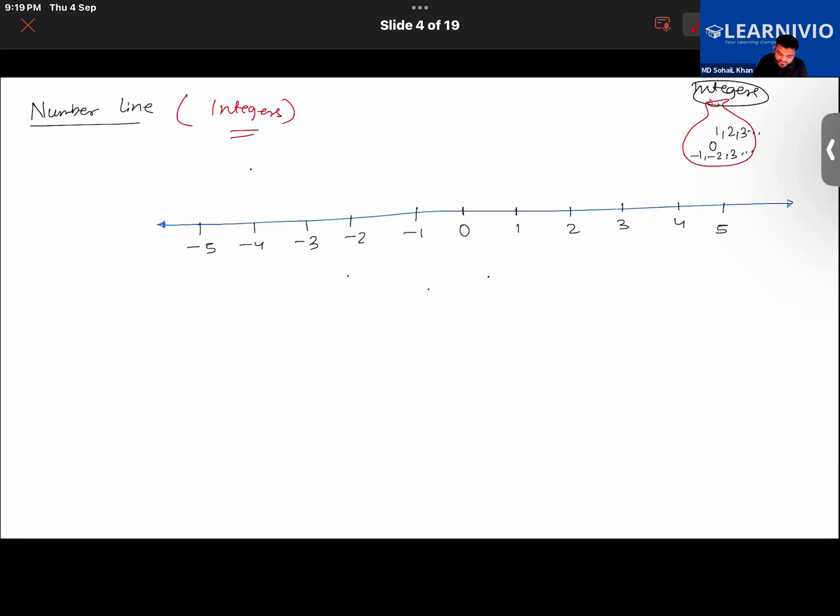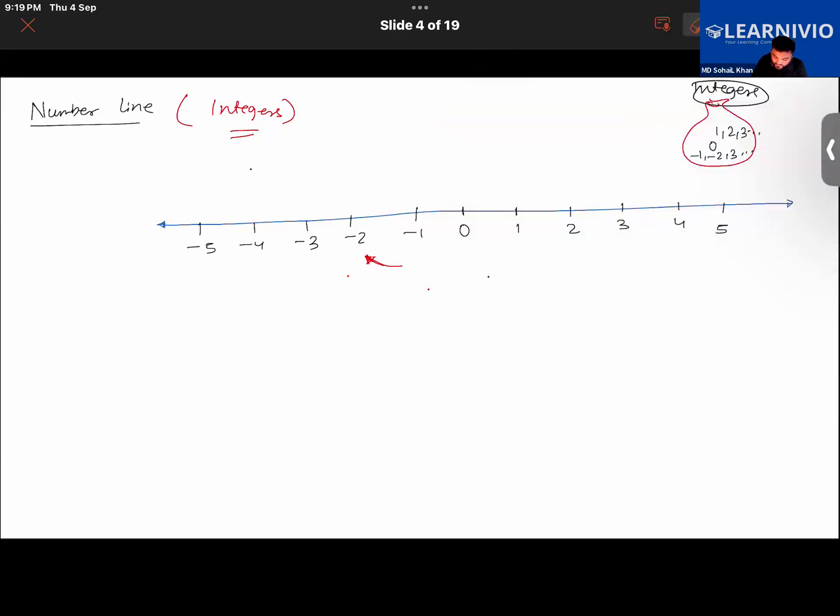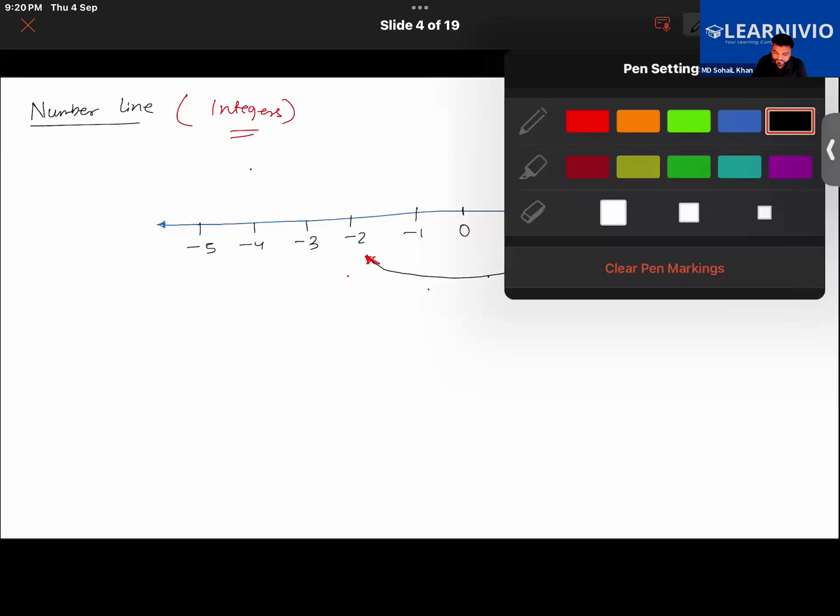So right now we have represented integers on a number line. So integers can be represented on the number line. Then I said every integer has an opposite. The opposite of 2 is -2, or the opposite of -2 is 2. But does 0 have any opposite? No, it doesn't have any opposite, because it's in the middle of the number line.